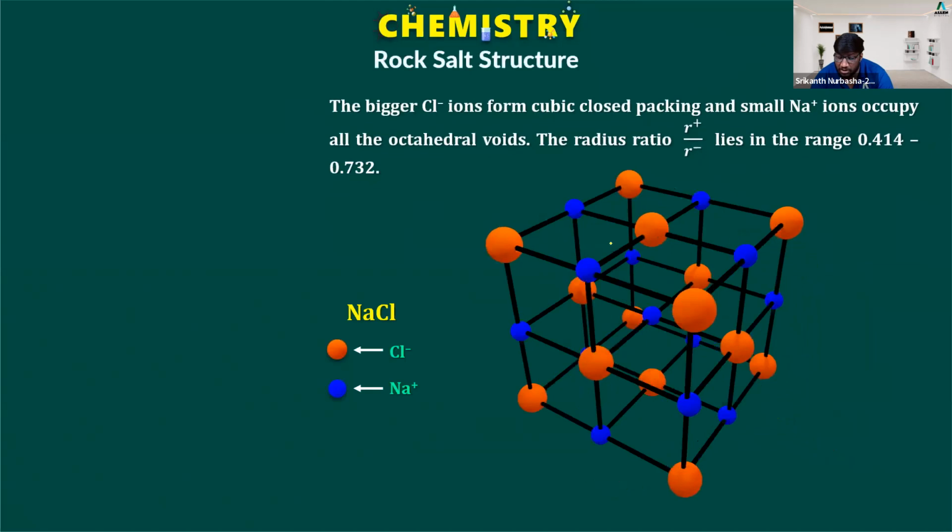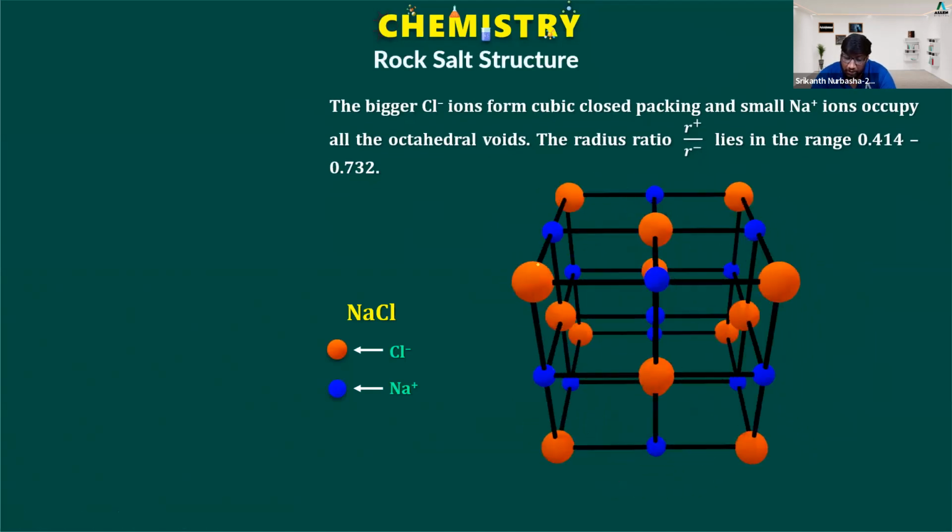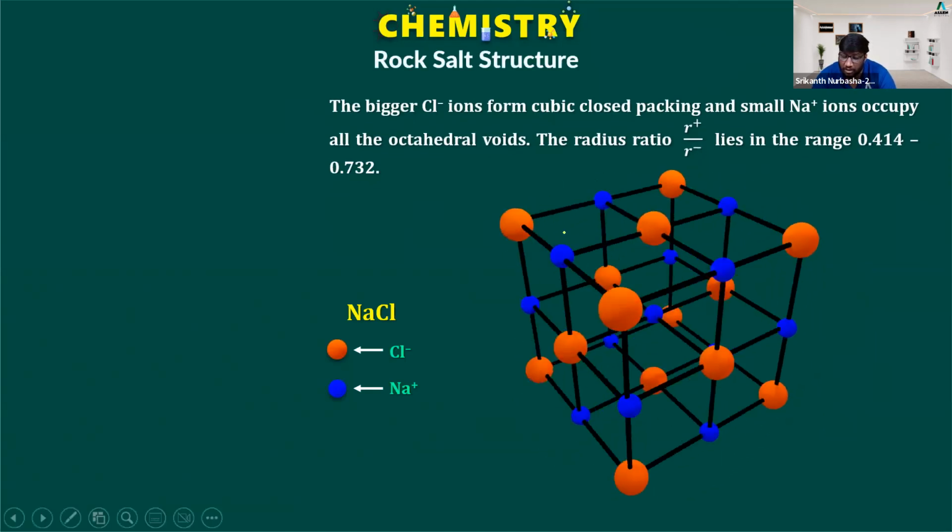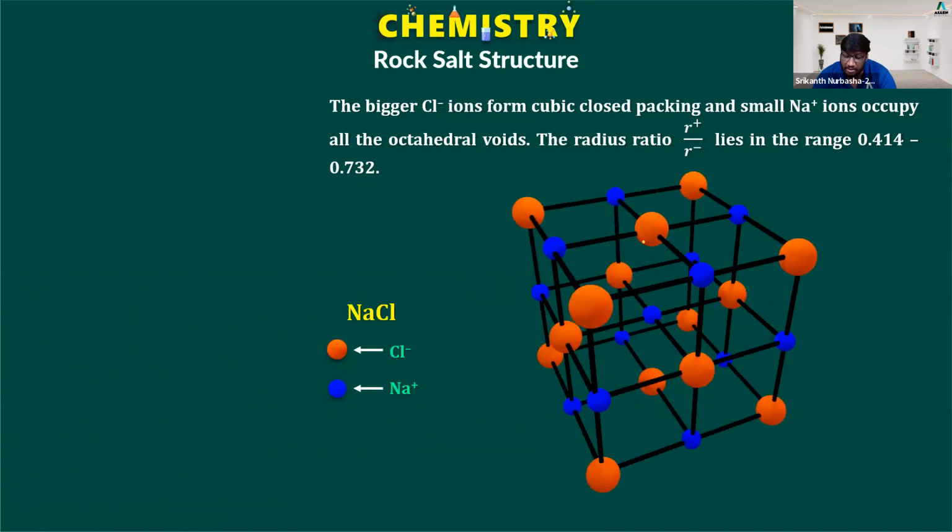You can just look at the structure of NaCl, where you have chloride ions at all the corners as well as the face centers because it is an FCC lattice, and Na plus ions are present at the octahedral voids. So at every edge center you have Na plus, as well as at the body center you have Na plus. Animation clear or not? Yes, sir. Very good.